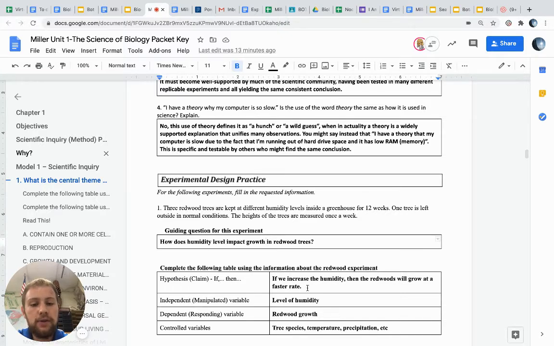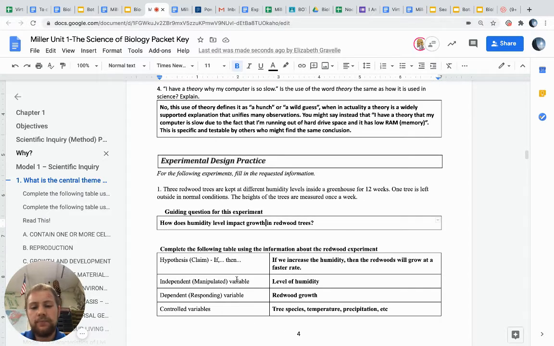So you could have chosen the opposite. If we increase the humidity, then the redwoods will grow slower or at a slower rate. So you can take different stances in a hypothesis, but you need to take a stance. So you need to make that prediction essentially. So the then part of a hypothesis is always going to be that kind of predictive statement where you take a stance. So now we have to think about our variables.